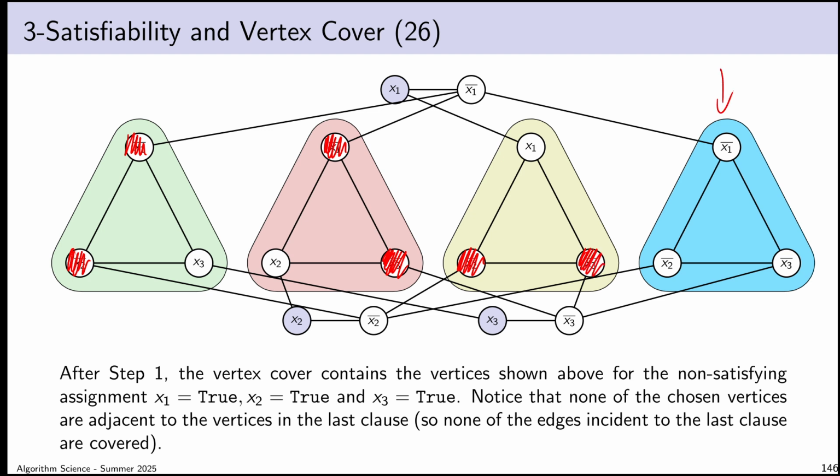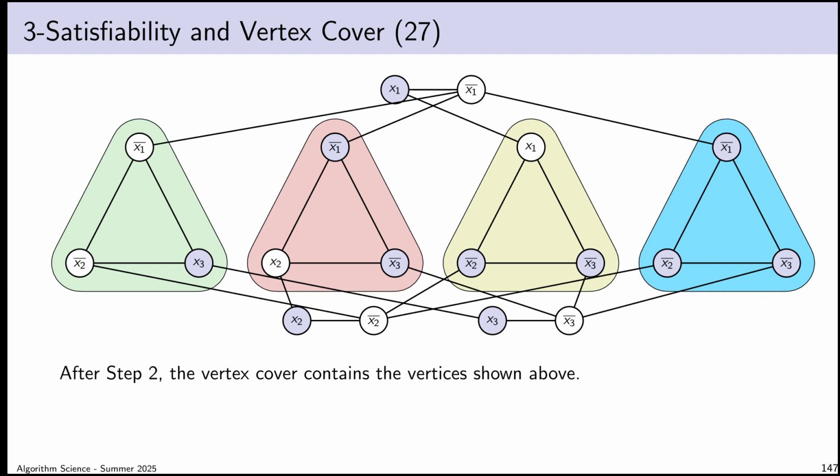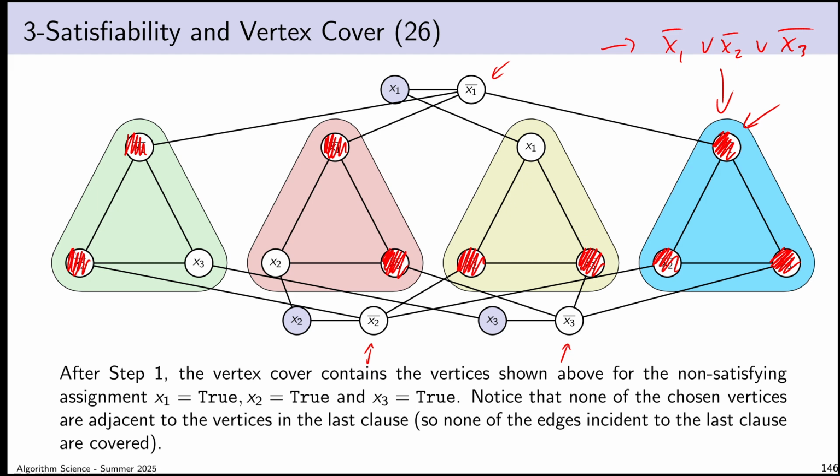But here is the clause triangle corresponding to that clause that we're going to have a problem with. This clause is not satisfied by our assignment. Our assignment where x1, x2, and x3 are all true will not satisfy this clause. So what happens? In step 2, I have to add every vertex that is not adjacent to something I've already chosen. So I have to add not x1 because this hasn't been chosen. I have to add not x2 because this hasn't been chosen. And I have to add not x3 because this hasn't been chosen. After step 2, the vertex cover contains all of these vertices here.